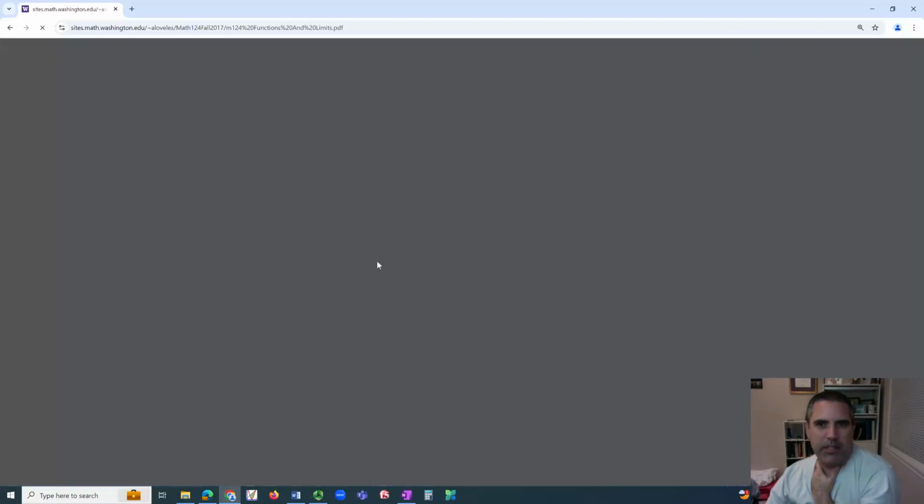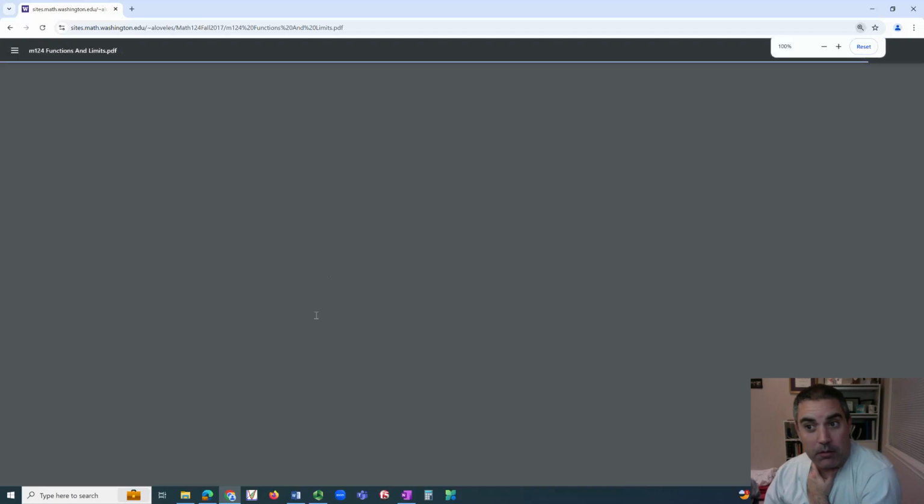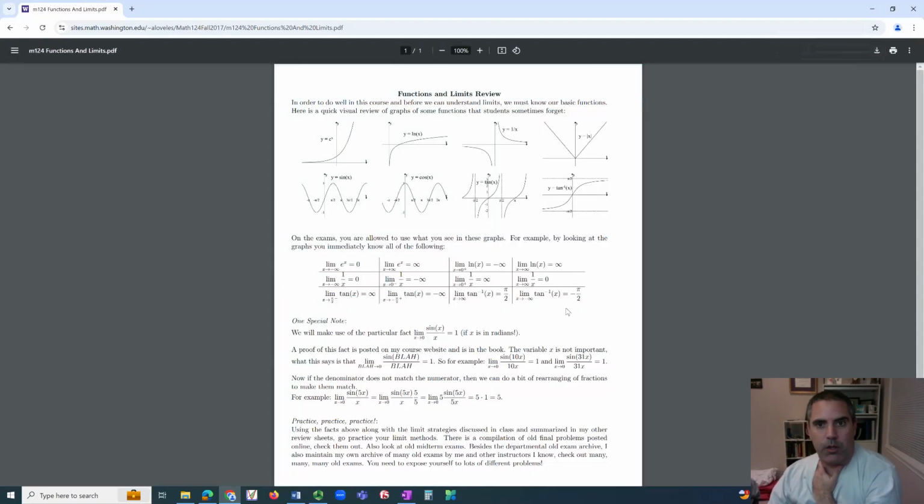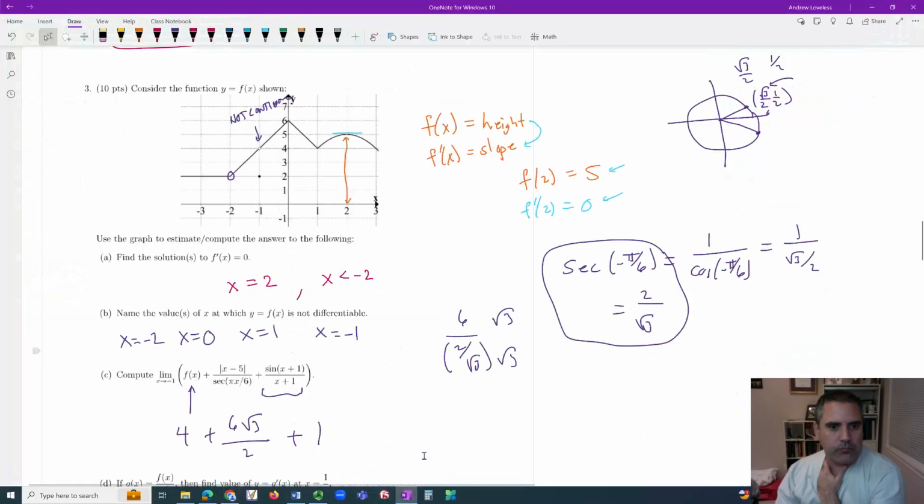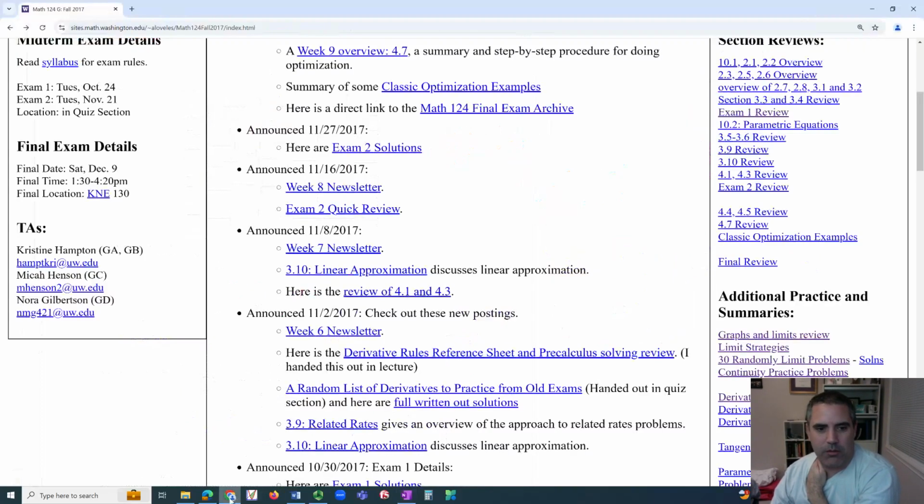Okay, graphs and limits. This is something I would have students look at if they don't know their limits very well, but really knowing those 8 graphs is helpful. But this sine of x over x is an important special limit. Okay, so what am I getting? I'm getting 5 plus 3 root 3. I do want to say on these graphical questions, sometimes students just give up. You should treat each part as independent. Don't give up because you messed up an earlier part.